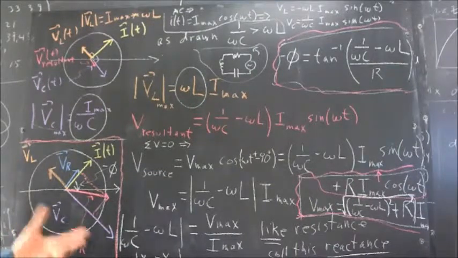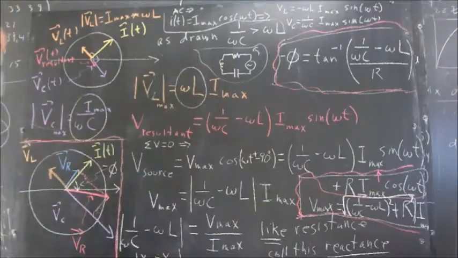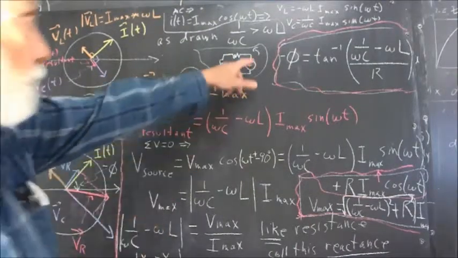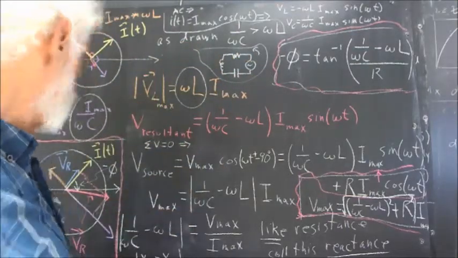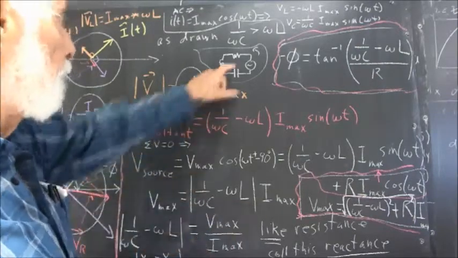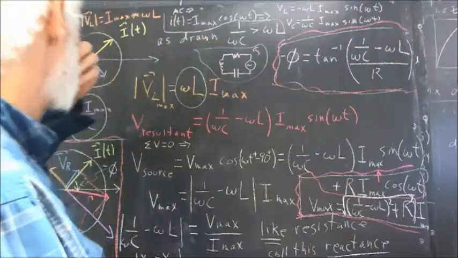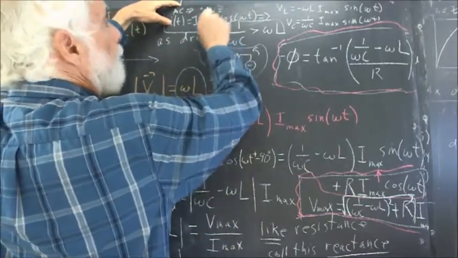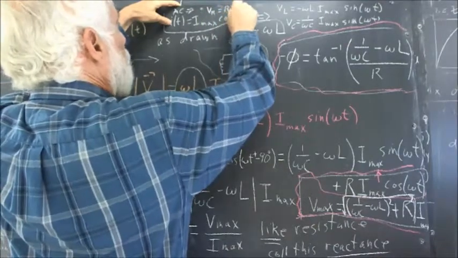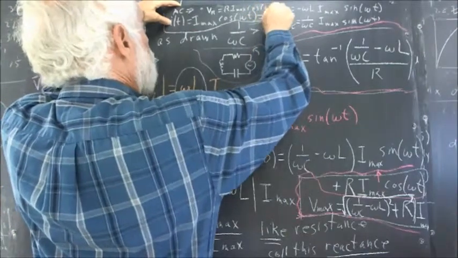Okay, now we want to talk about what happens if we do include a resistor here. Well, a resistor gives us a voltage drop across the resistor that's directly proportional to and in phase with the current. So the voltage across the resistor, I'll write it this way: VR equals R times I max cosine of omega t.